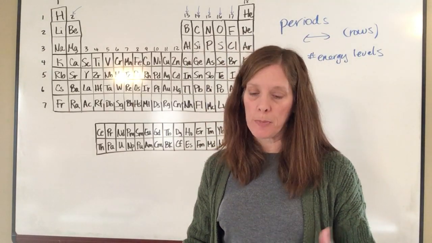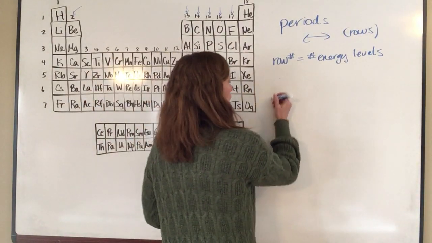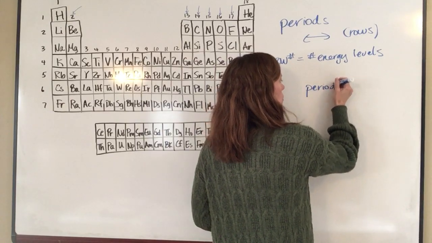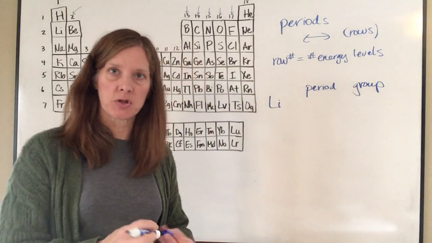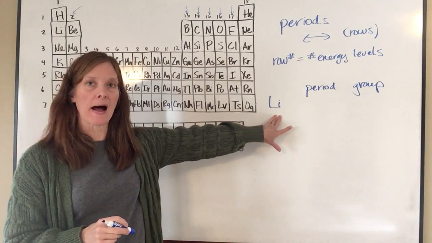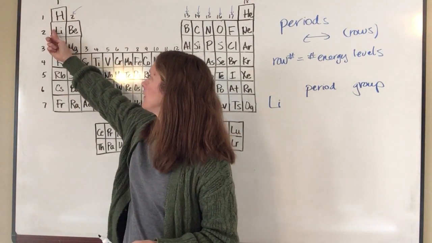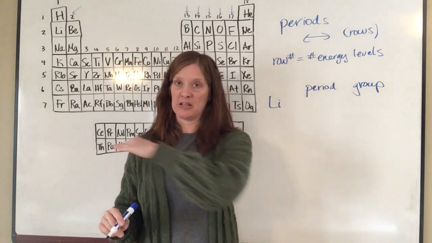Okay, so let's do a couple of examples now. Let's say that I have lithium, and I want to know what period and what group these atoms are. So we're just practicing here. Where is lithium on the periodic table, the Li? Well, lithium is right there. So what period is that in? And remember, period is what goes across.